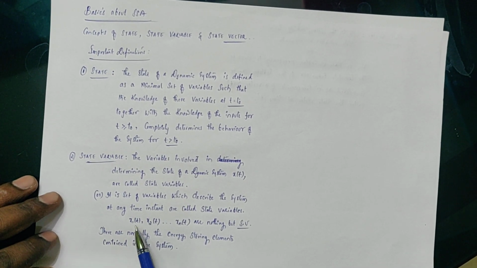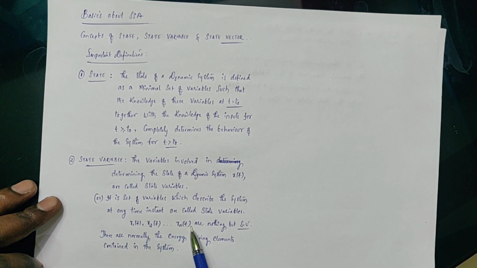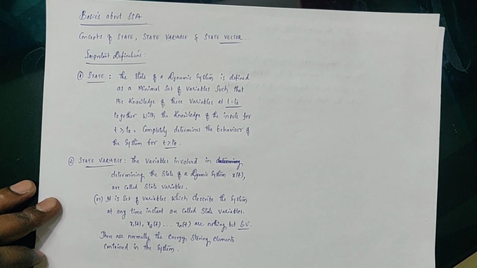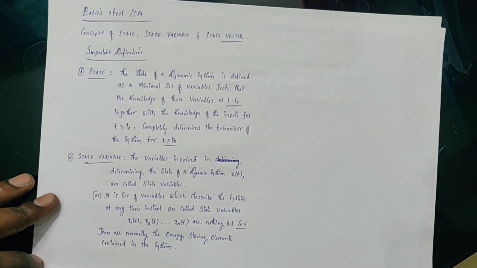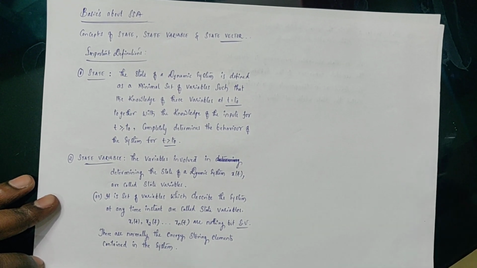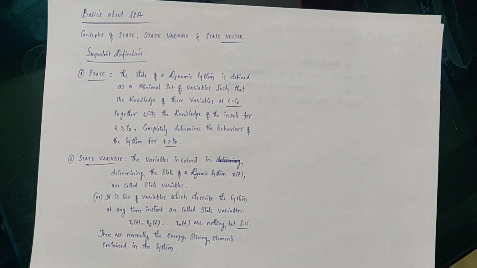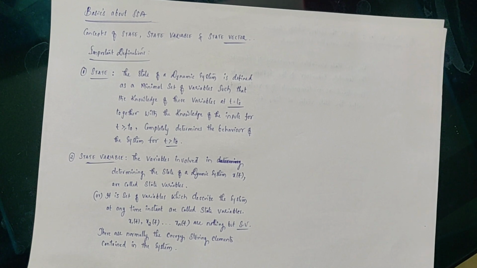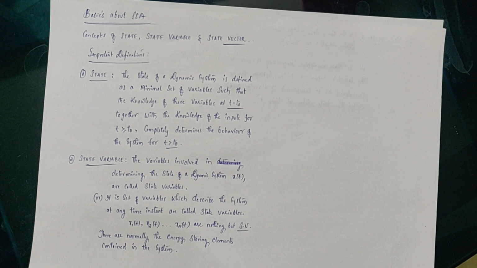Similarly we can say x1, x2 and so on, xn of t are nothing but state variables. So there are n state variables. Basically, these are normally the energy storing elements contained in the system. In other words, we can also say that state variables are the smallest set of variables that determine the state of the system.